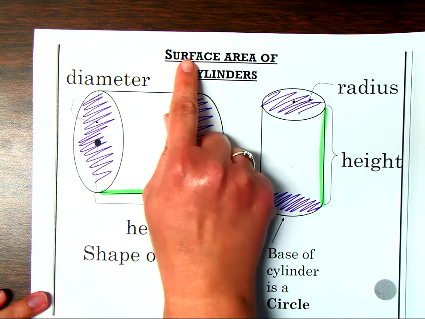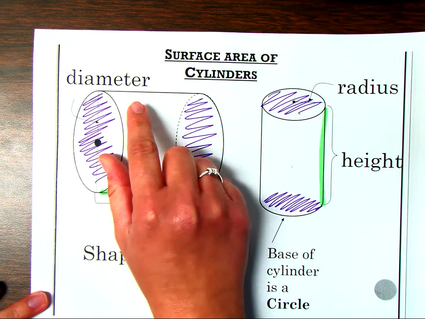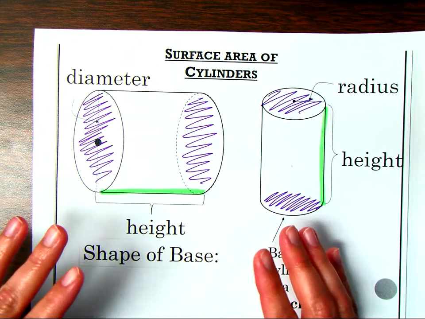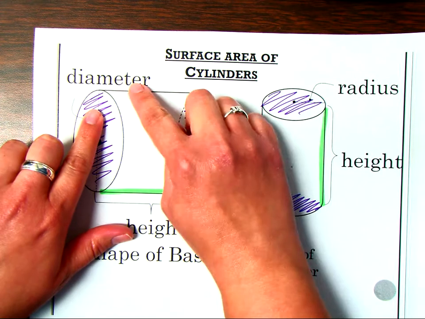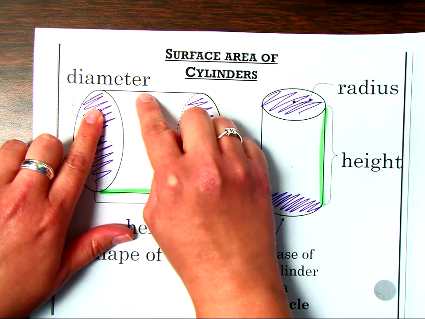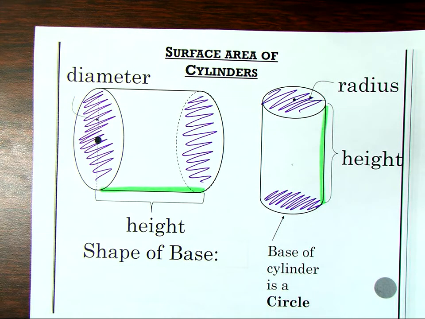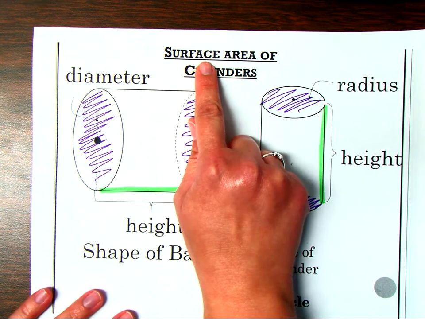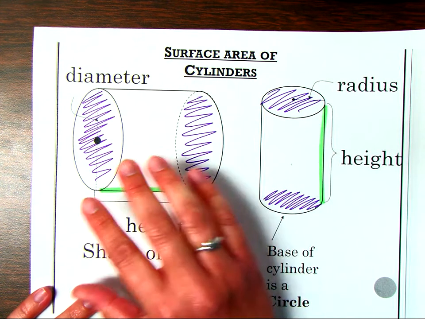We could find the area of the circles, but this is like a curved rectangle all the way around, and we don't have an area formula for this curved rectangle. So this is why we have a formula. Surface area, if you stop and think about it, is the covering of everything around it.